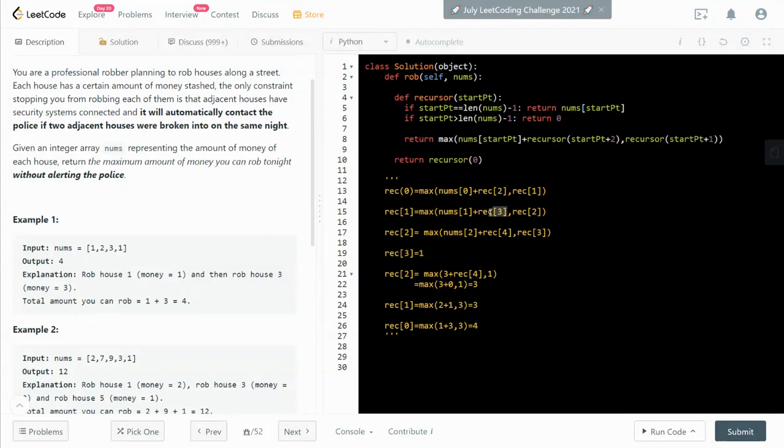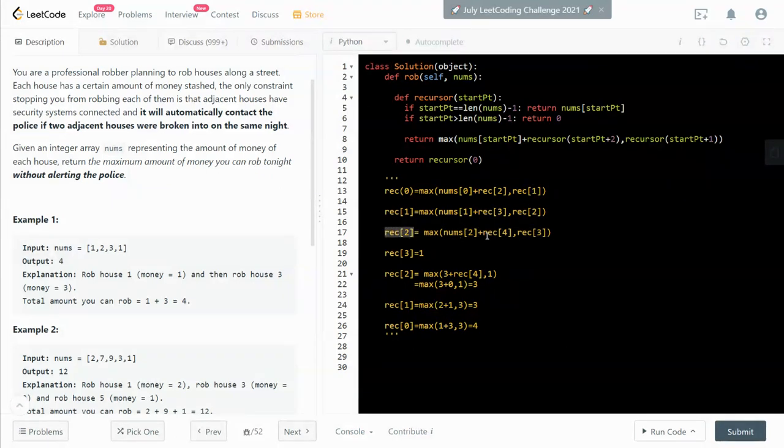So we have this number filled out. And now what's rec2? So rec2 is equal to the maximum of num2. As you can see, we are basically duplicating the work, right? When we are asking ourselves what's rec1, we have to do rec2. And when we are asking ourselves what's rec0, we have to compute rec2 as well. So as you can see, the work is duplicating. That's why this solution is not efficient. But anyway, let's follow it through.